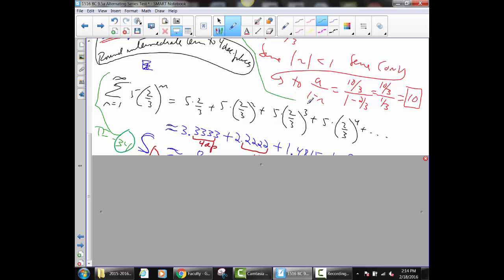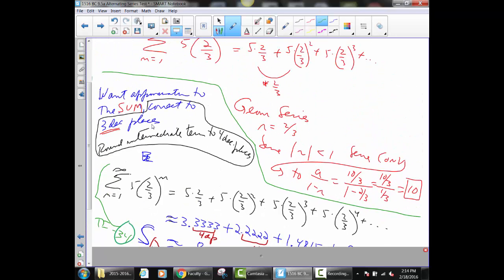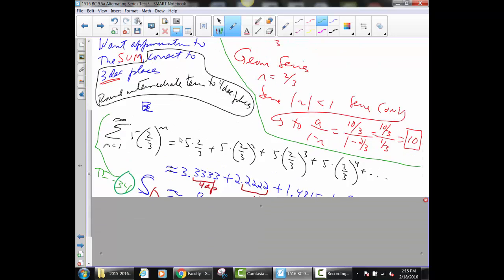If you're asked to approximate the sum that a series converges to, you'll either be asked to approximate it correct to so many decimal places, or you'll be asked to use so many terms. Now, if they do ask you correct to 3 decimal places, you're going to have to realize that you need to round all the intermediate terms to 4 decimal places, so that at the end you can round to 3.